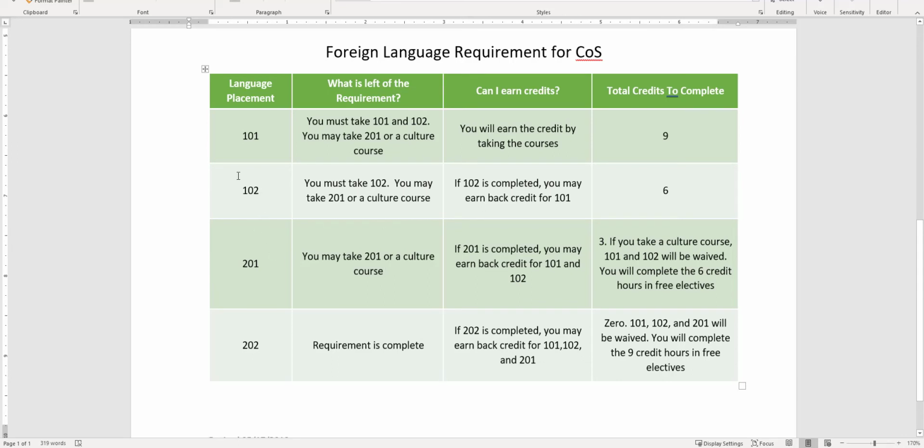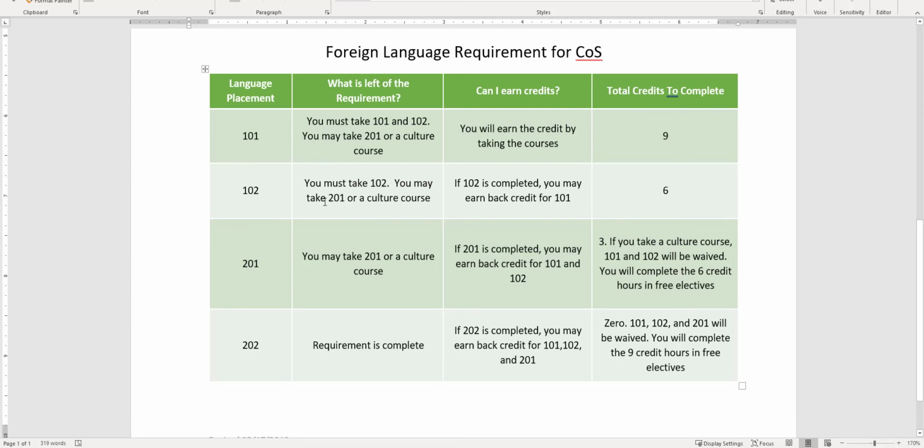So for instance, I placed in foreign language level 2, which is 102, the 102 level class. What is left of your requirement? You have to take 102 if you place in 102. You can't go back to 101. You have to take 102. Now, if you take 102, what other class do you have to take?